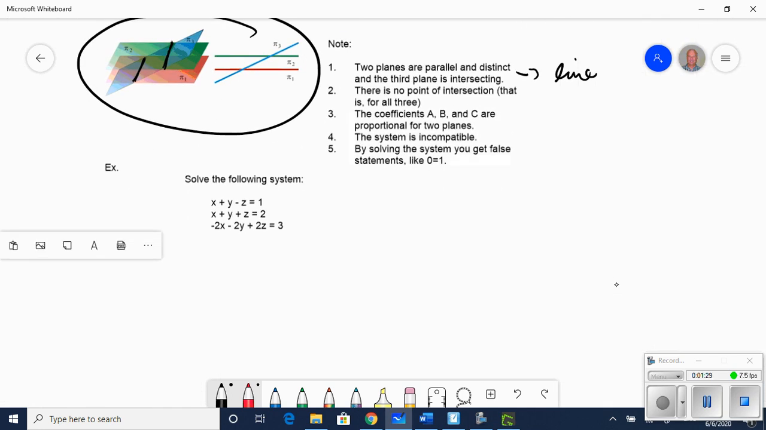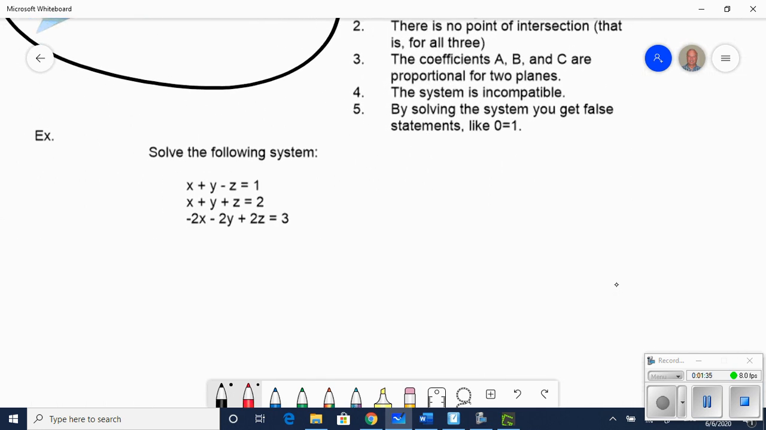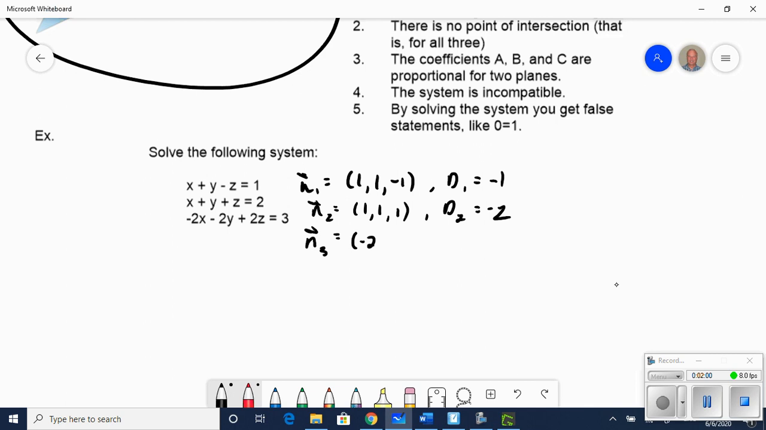I'm going to take a look at the normals first. Let me make this a little bit larger. The normal for the first plane is (1, 1, -1), and my d value is -1. The normal for the second plane is (1, 1, 1), and my d value is -2. And the normal for the third plane is (-2, -2, 2), and d is -3. So it looks like it's these two planes right here.